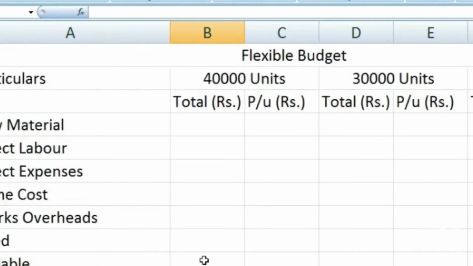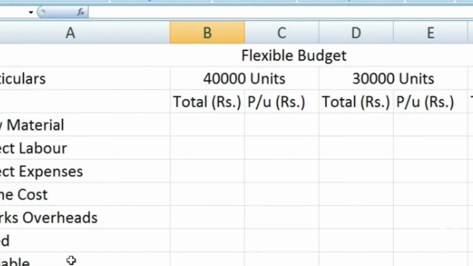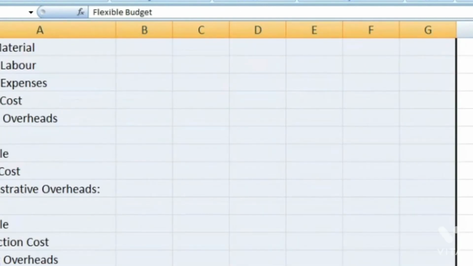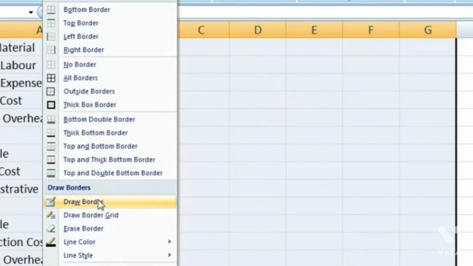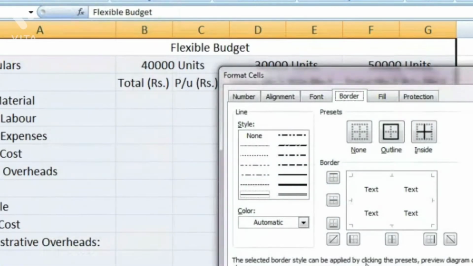Okay, and the data based on 40,000 units is given, and you are required to convert into 30,000 and 50,000. This is the basic fundamental of preparation of flexible budget. Very easy task. So first we have just prepared the structure of it, clear, and it is looking like this. I just show all the lines also, to make it easy.